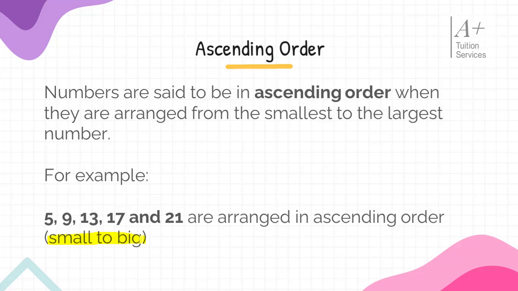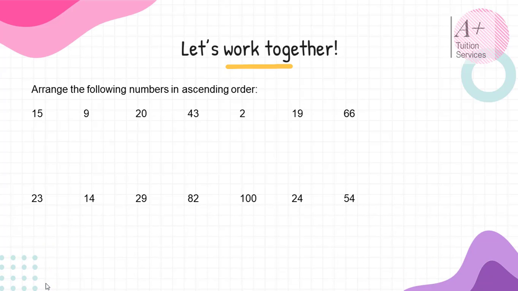So if you have 3 siblings in your family, the smallest will go first, the middle will go second, and the oldest will go third. Ascending order, small to big. Okay? So let's work together now in arranging these two number strands in ascending order.